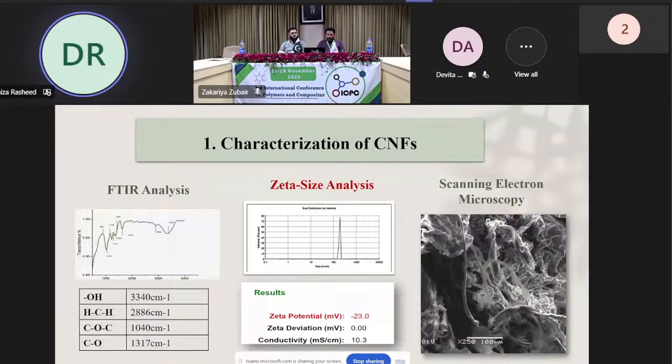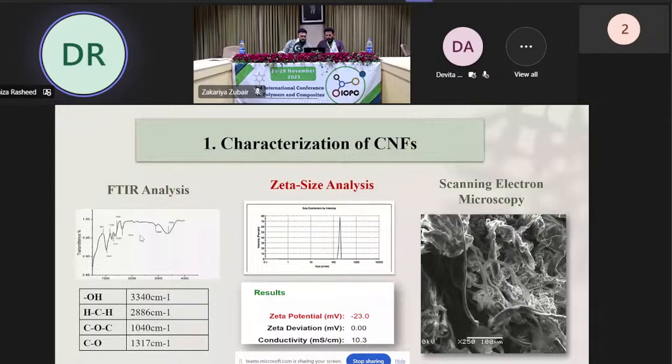In this slide, I have shown the results of the characterization of cellulose nanofibers. When we produced cellulose nanofibers, we did FTIR analysis to see that it is showing the characteristic structural peaks, and we are sure that the cellulose nanofibers have been formed. So these are the characteristic structural peaks that we were able to identify in the FTIR charts.